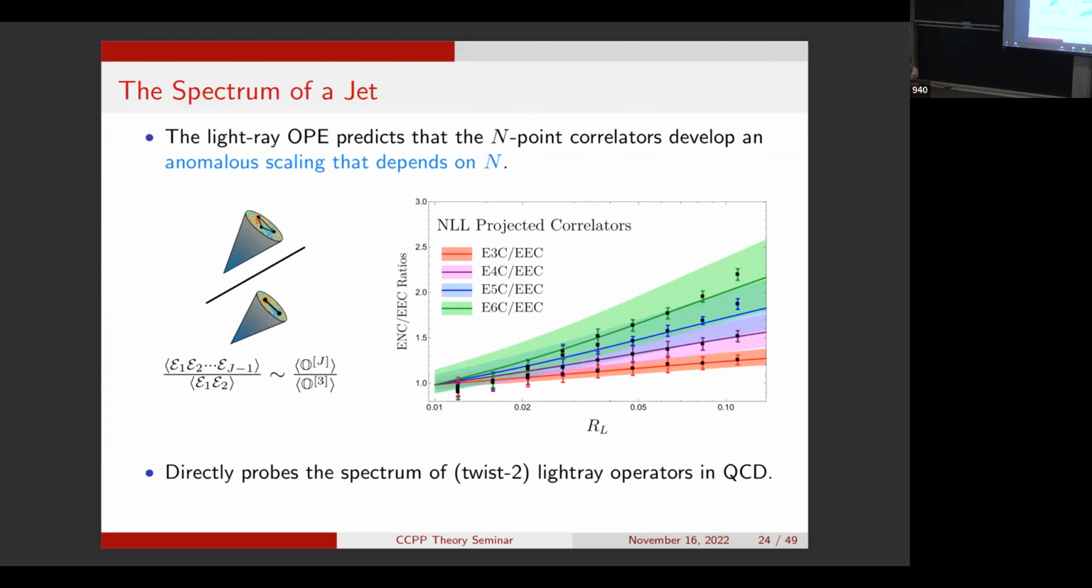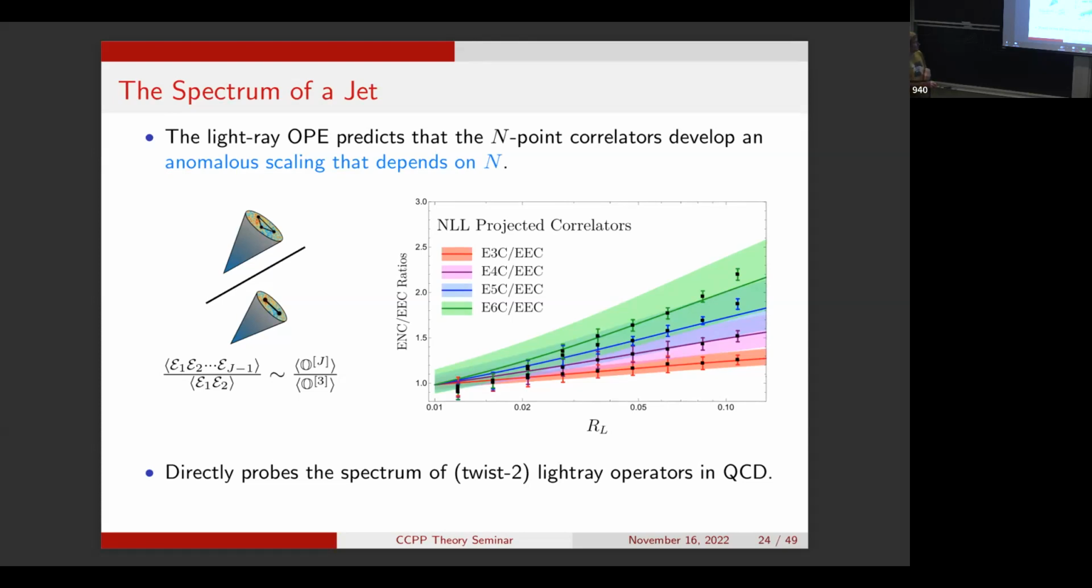And so the reason why this is interesting is that here I show these ratios in LHC data compared with our calculation for the 6-point, 5-point, 4-point, and 3-point. For example, for a 6-point correlation inside a jet, this is something which is impossible to compute directly in perturbation theory right now, but because of this OPE, you know exactly how it scales because you just need to know a particular anomalous dimension.